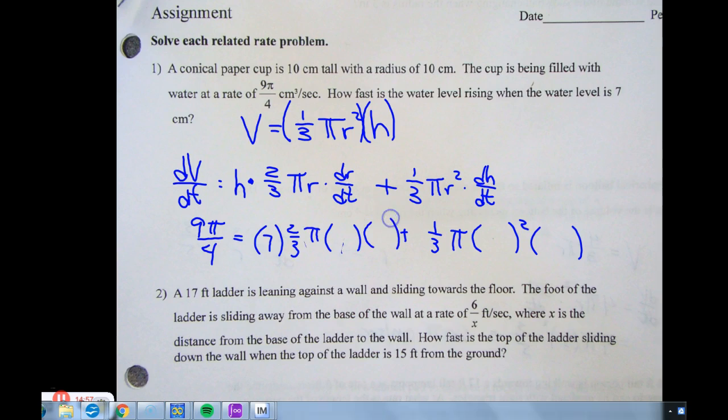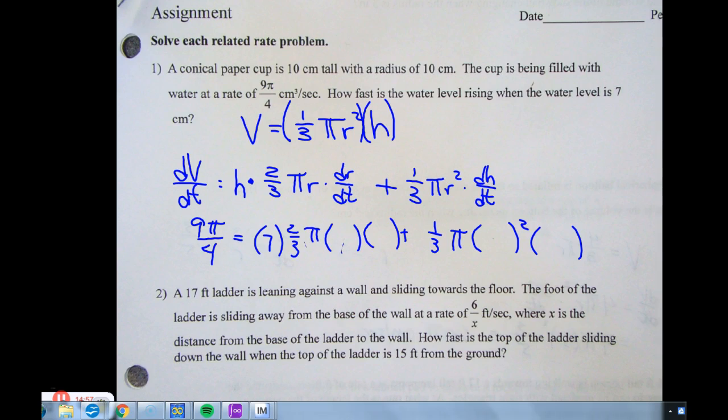It's not 10. 10 is the radius of the cone. 10 is how big the cone is. That's the radius of the actual cone, but the water in there is not at that level. So at 7 centimeters high, what is the radius? When the height is 7, is what they're telling us. What's the radius?